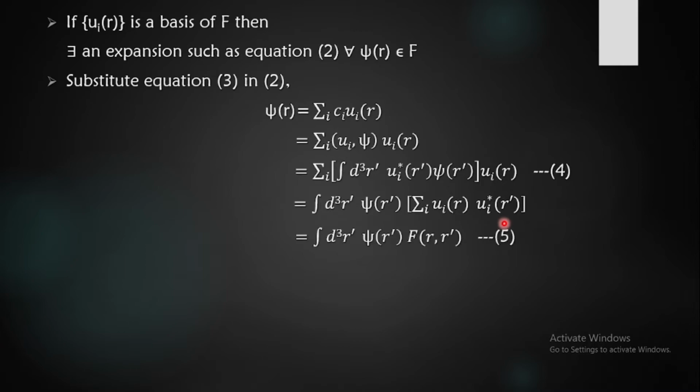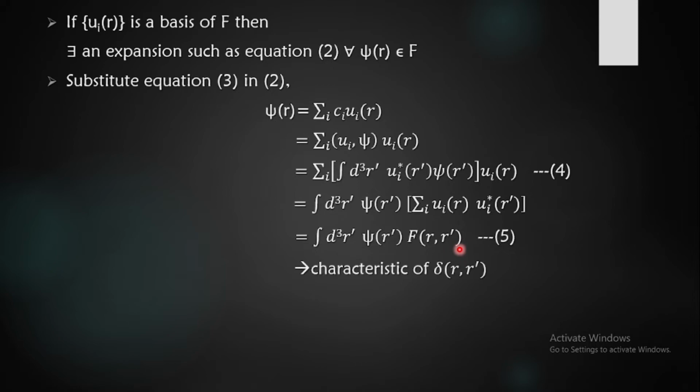And we can consider this bracketed term, that is summation ui into ui star, as a function f of r comma r dash. So remember this r and r dash, everything is a vector, that is functions of both vector r as well as vector r dash, such that for every function xi of r we will be having xi of r is equal to integration of d cube r dash into xi of r dash into f of r comma r dash, and let this be equation number 5.